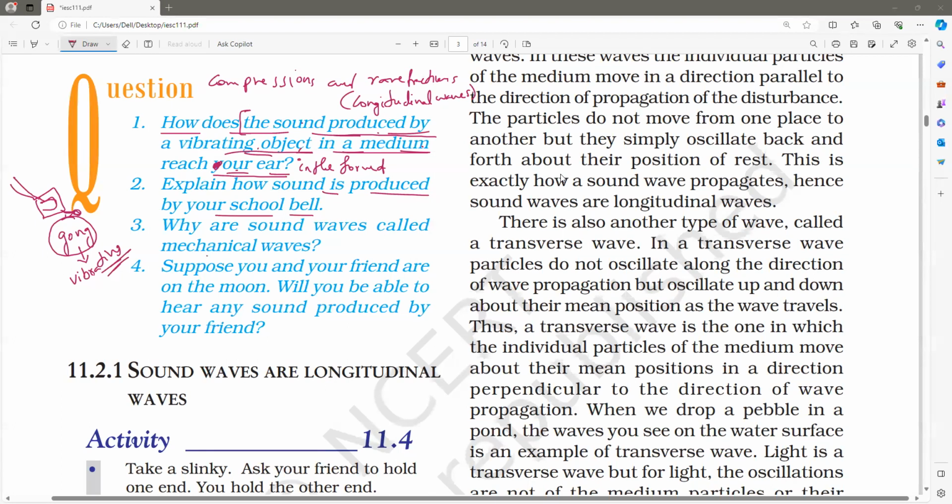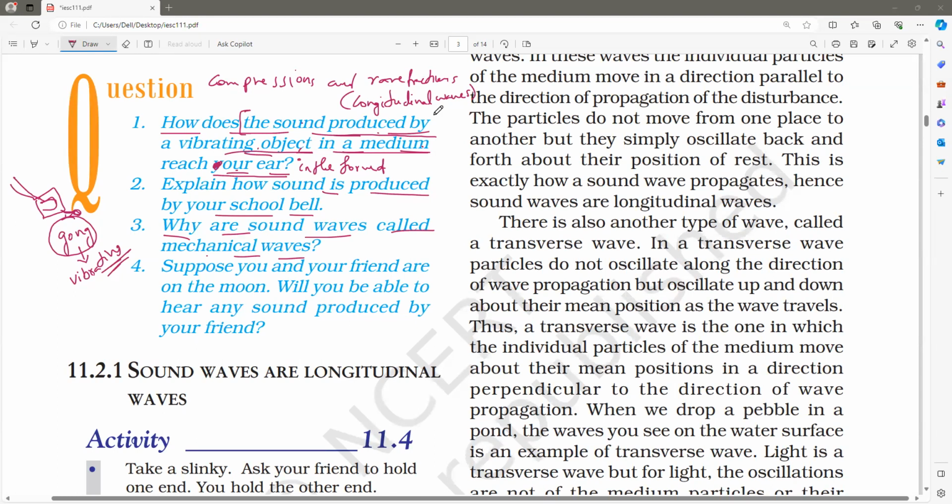Next. Why are sound waves called mechanical waves? I already taught you this. Look in your notebook, I have given you the definition of mechanical waves. Can anybody tell me what mechanical waves means? I want the answer from Alfin. Alfin, you have written it in classwork, you tell me. What is the definition of mechanical waves? Sir, waves which need a material medium. Very good, super. I'll check it.